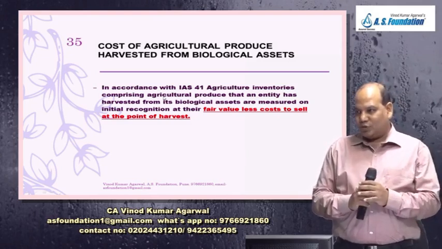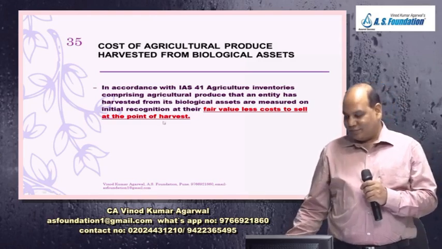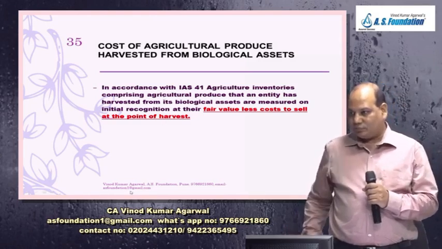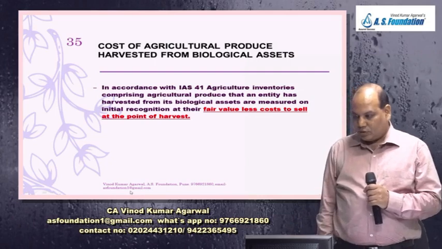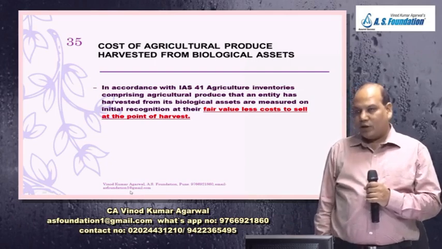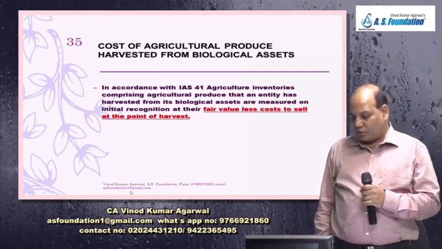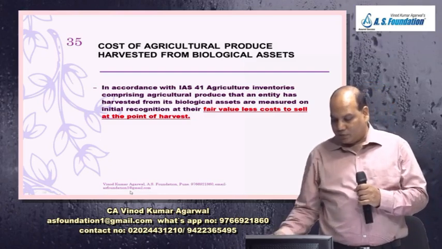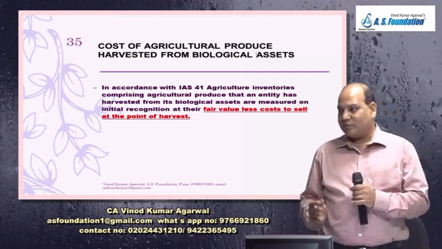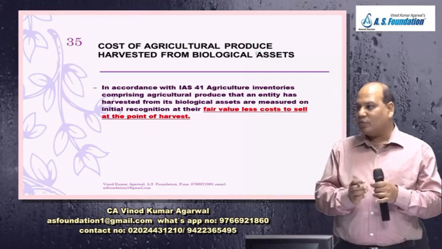Okay, assuming you have done. Come to next discussion. Next discussion is cost of agricultural produce harvested from biological asset. Once the agricultural produce is harvested, means removed from the biological asset.